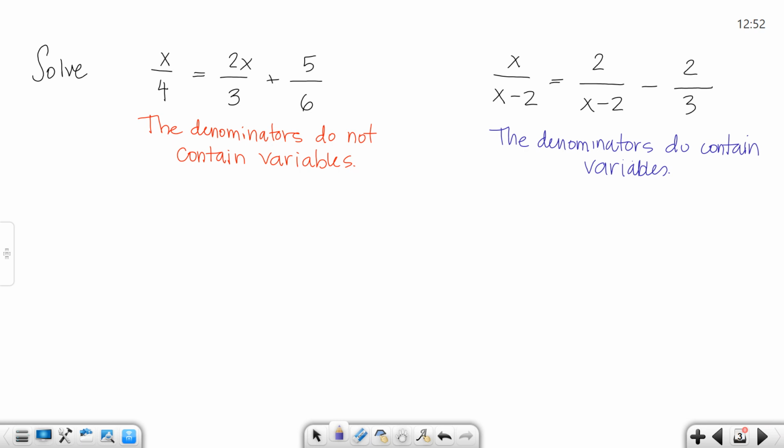Okay, so let's talk about over here on the red side. My denominators are 4 and 3 and 6. All I have to do is get a common denominator and work it from there. So for this one, the numbers that 4 and 3 and 6 all go into the number 12. So my least common denominator for this one is 12.